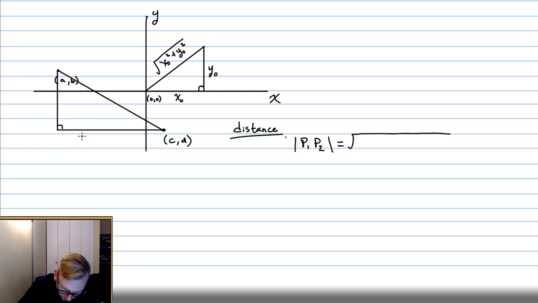And what is this length here? This x length. Well, it would be the distance from here to here, which would be what, c minus a, or a minus c, or something like that. So this is the difference between x's. And this would be the difference between the y values.